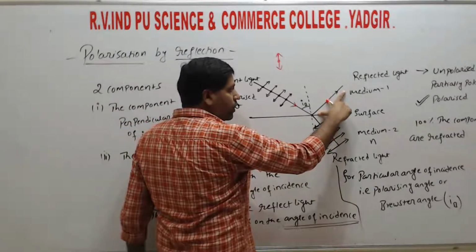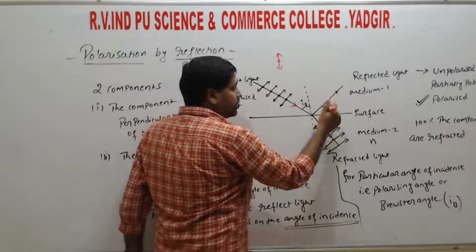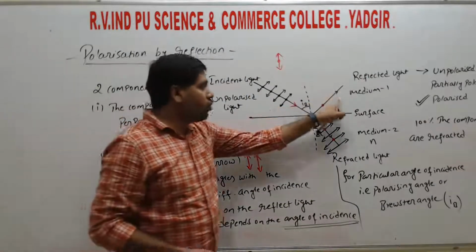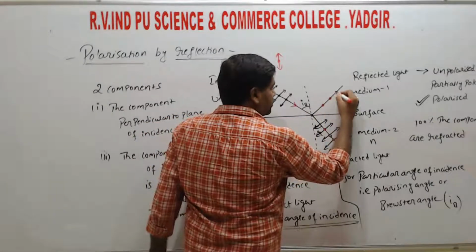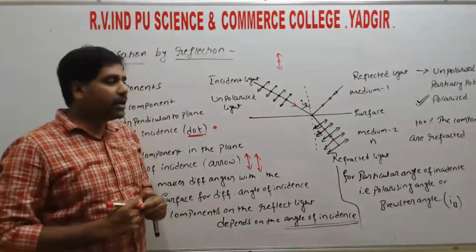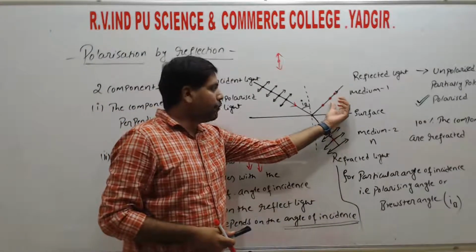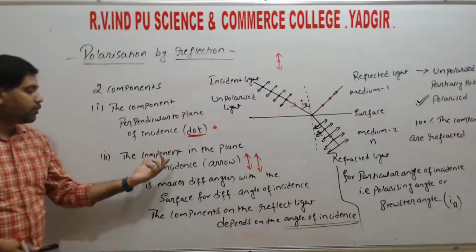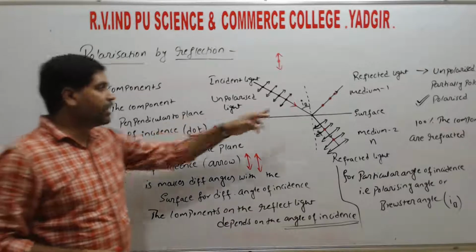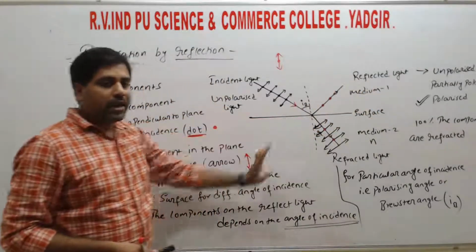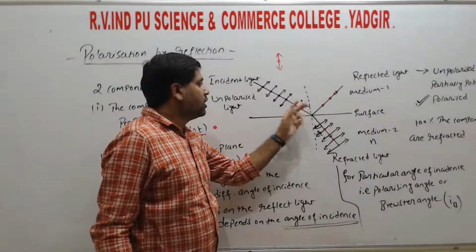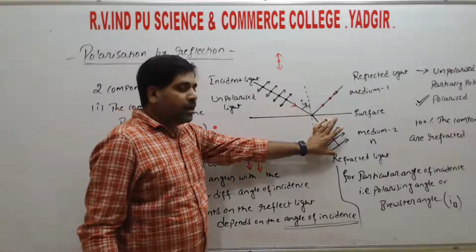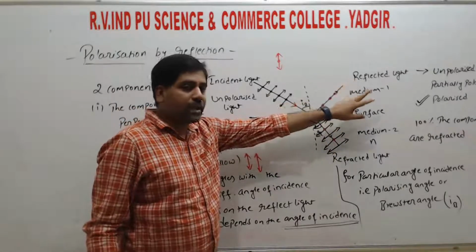Here some part of the light is reflected and some part is refracted. Then only the component perpendicular to the plane of incidence will be in the reflected light, like this. So the reflected light is completely polarized. For Brewster's angle, the incident component in the plane of incidence is completely refracted, and hence the reflected light is completely polarized.